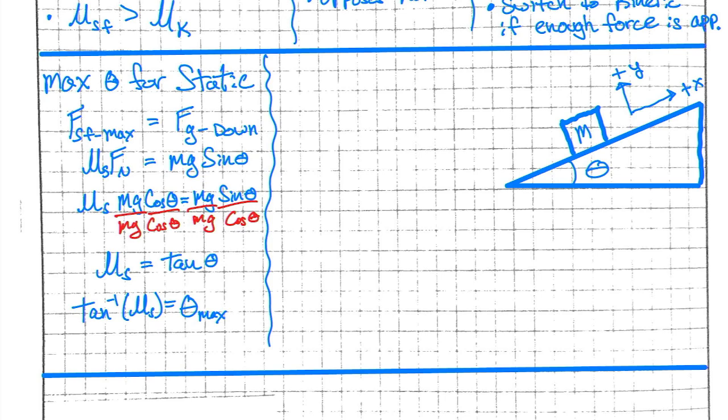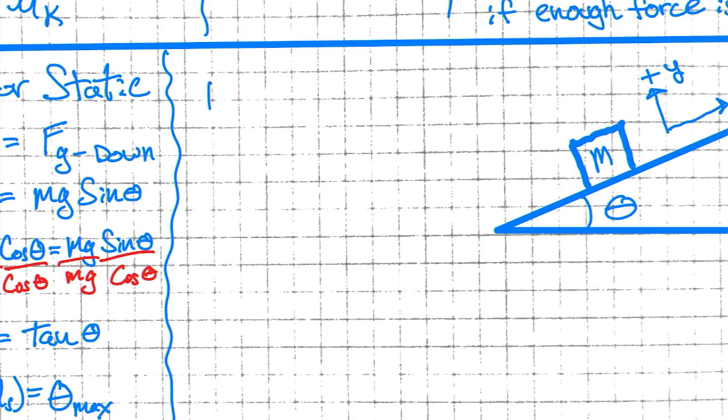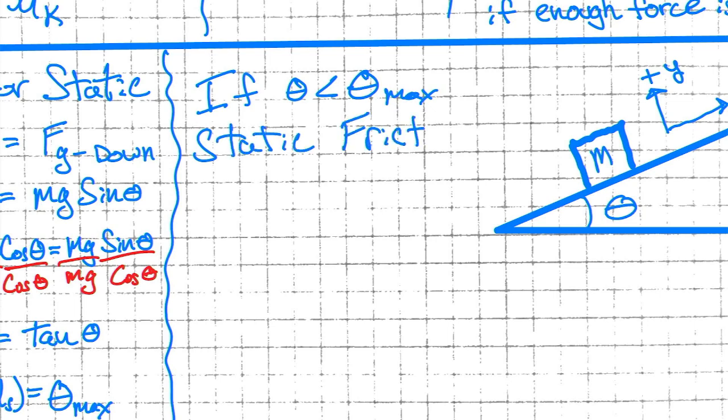Let's examine kinetic friction situation here. Oh, actually, before we examine kinetic, let me make one more note about static. If theta is less than theta max, then our static friction is less than mu s Fn.